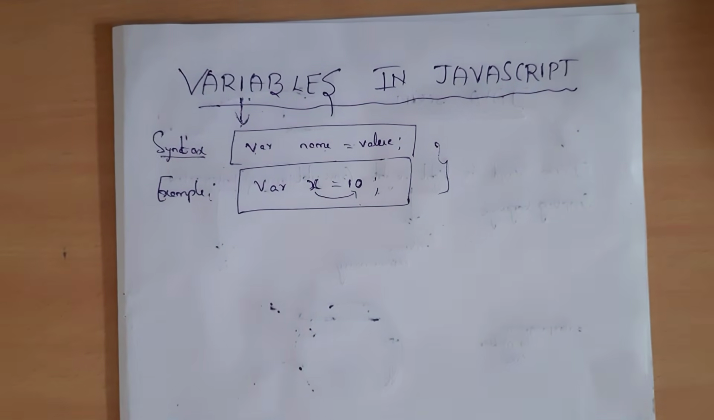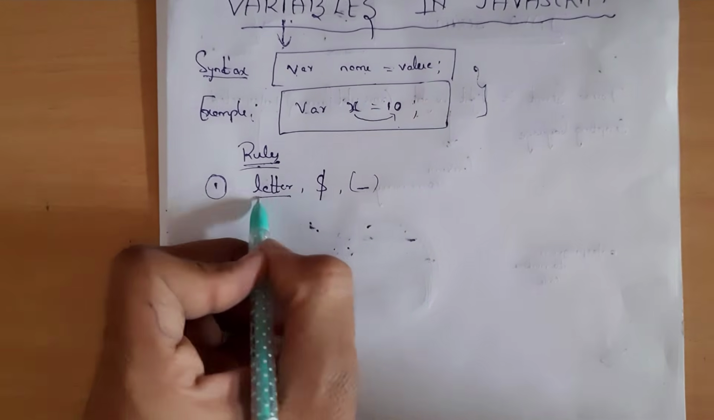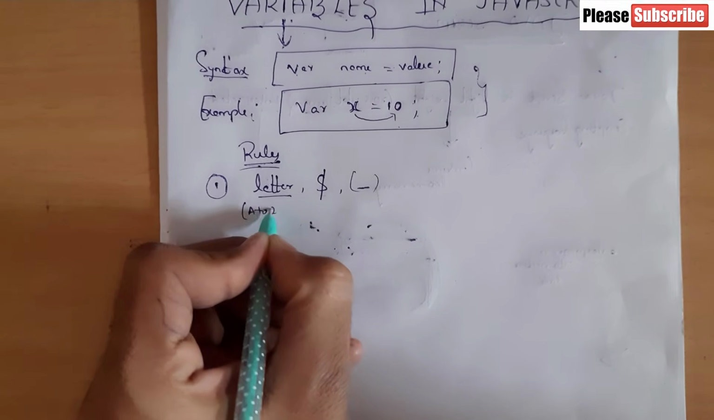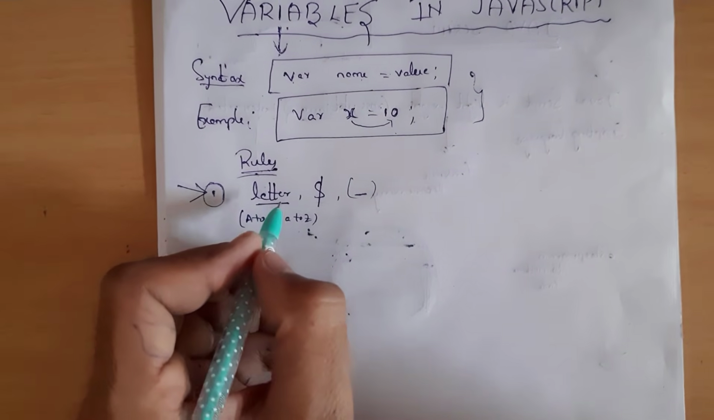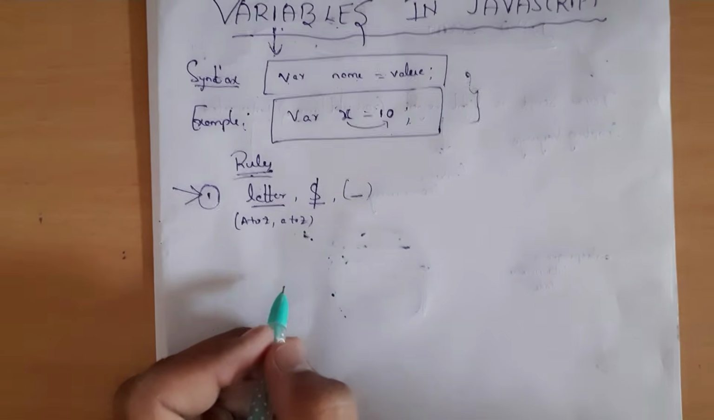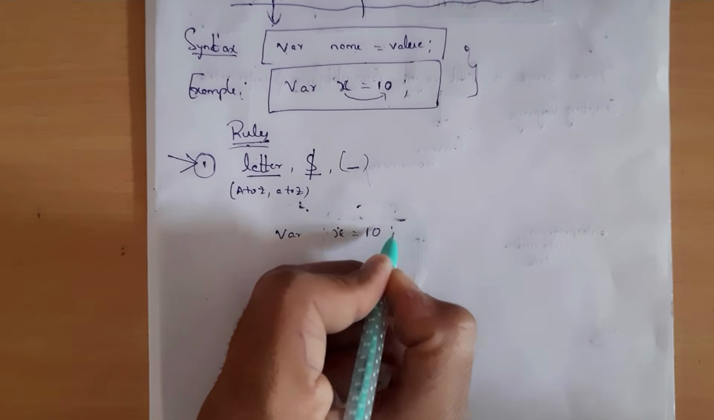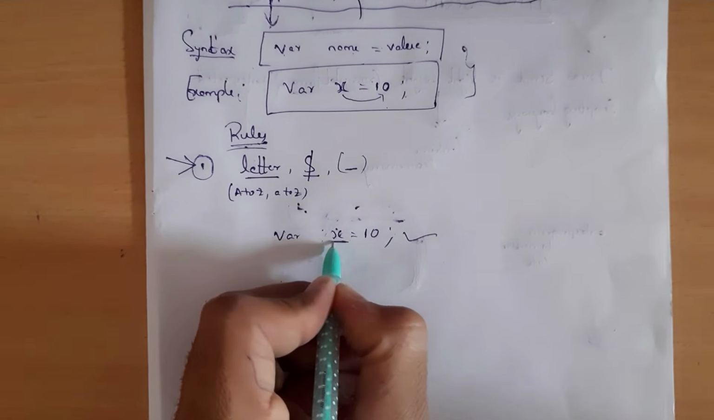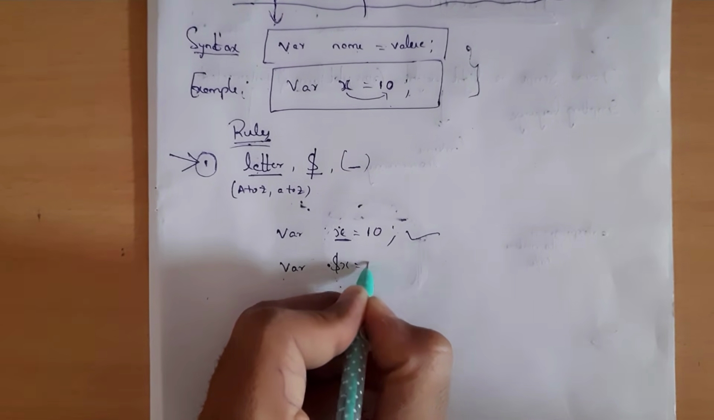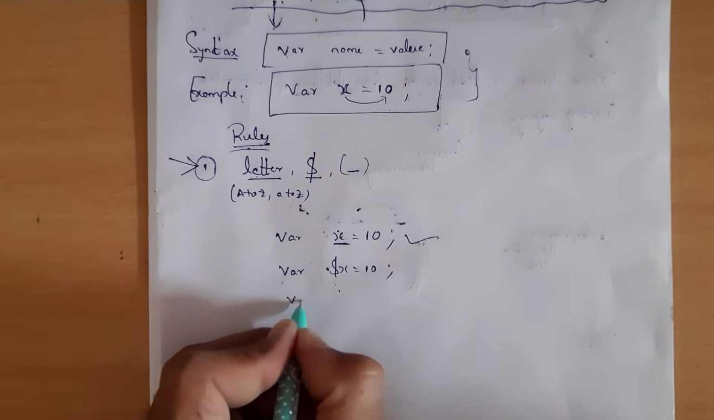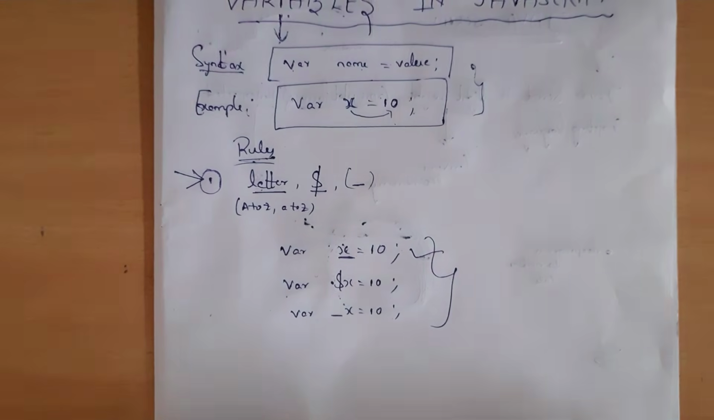There are some rules which we need to follow before declaring a variable. First rule is, we can start the name with a letter from capital A to Z or from small a to z. We can start declaring the name with letters or a $ sign or an underscore. For example, variable x equal to 10. We can start like this because x is a letter. We can also start like this, variable $x equal to 10, or we can also start like variable _x equal to 10. This is how we need to start declaring names.